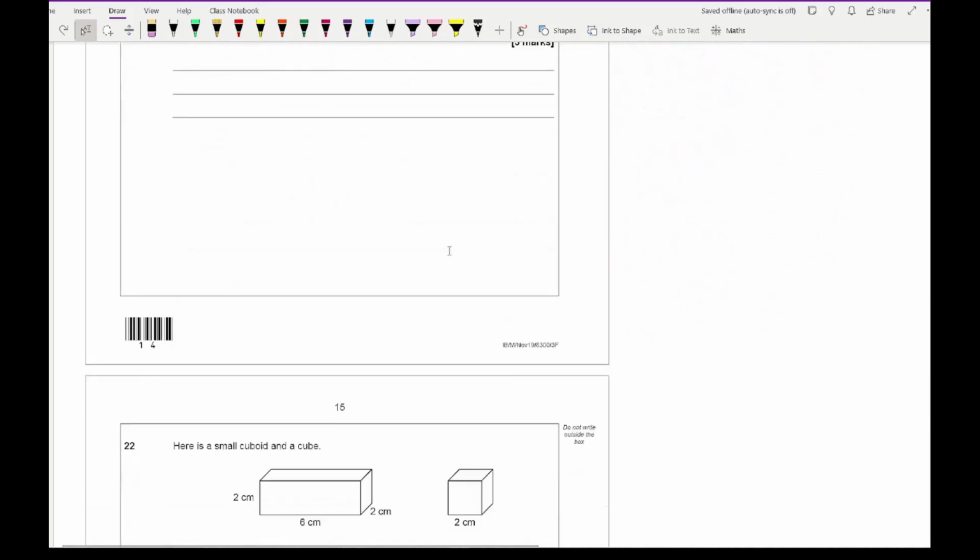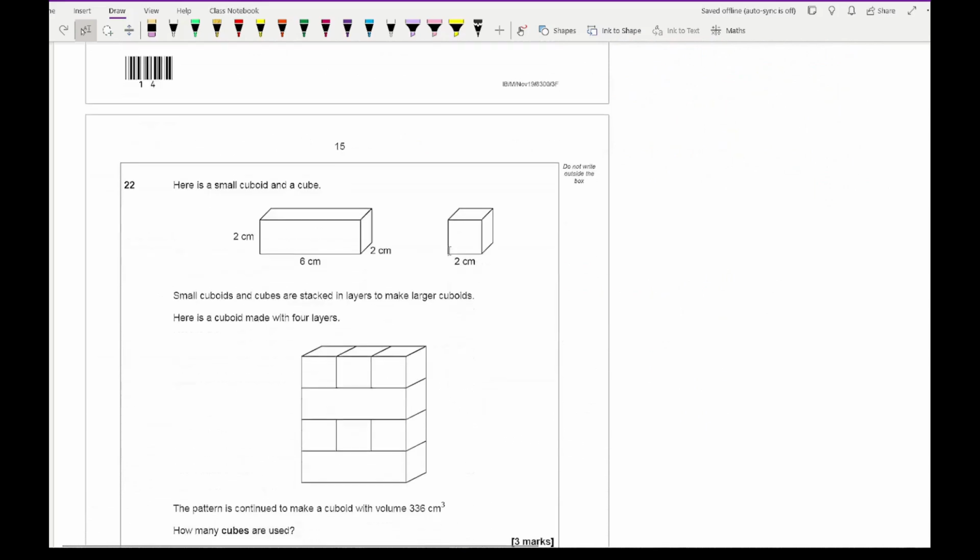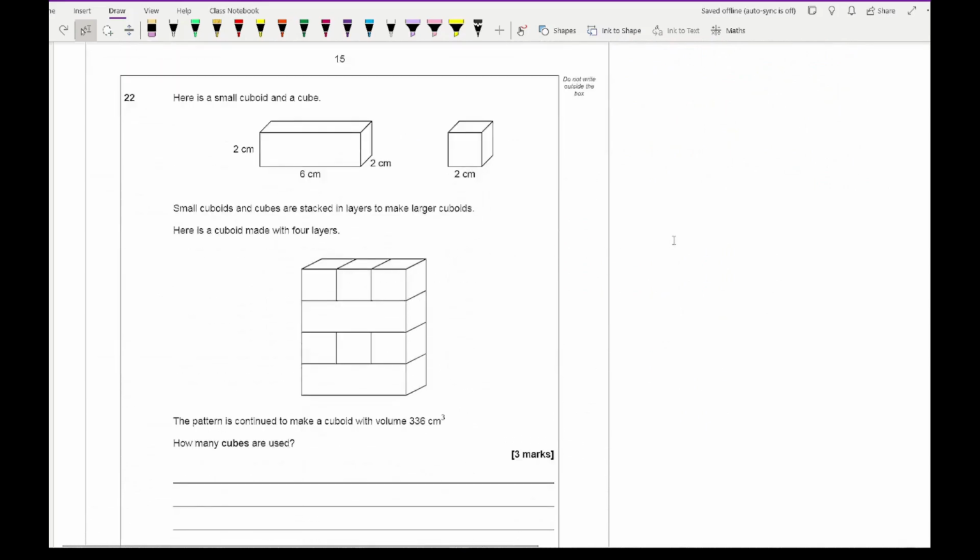Now in terms of question 22, it says that here is a small cuboid and a cube. Small cuboids and cubes are stacked in layers to make a larger cuboid. Here is a cuboid made of 4 layers. The patterns continue to make a cuboid with volume 336 centimeters cubed. How many cubes are being used? So for this one, what we need to do is find out how many double layers there are.